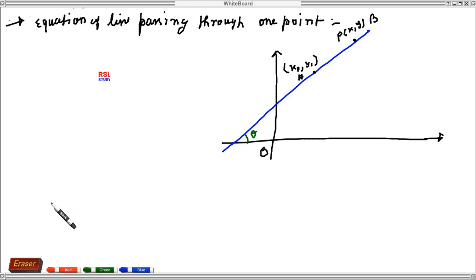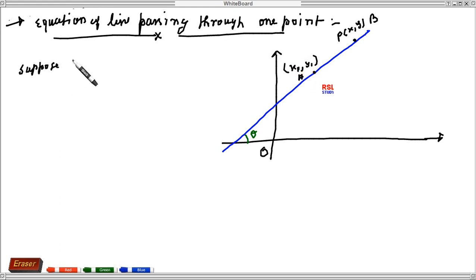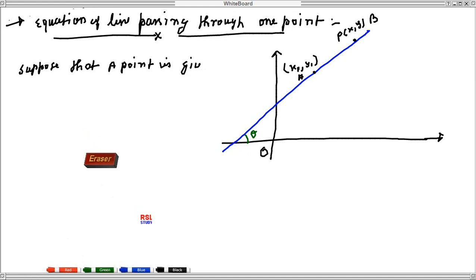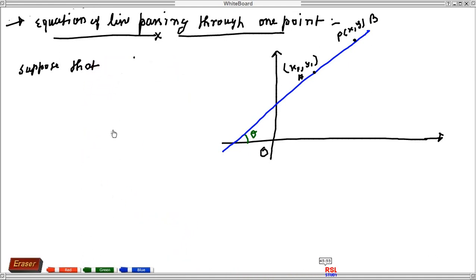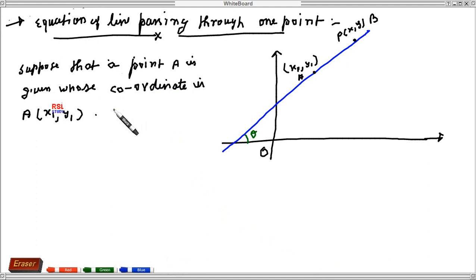So we will find the equation of a line passing through one point. Suppose that one point is A, whose coordinate is given as x1 comma y1, and this is the line AB, which is making angle theta with the x-axis.